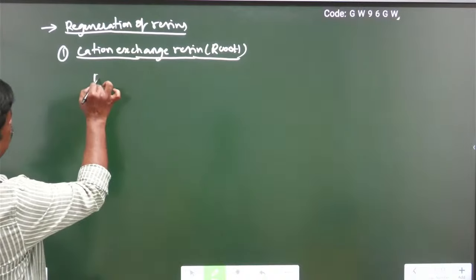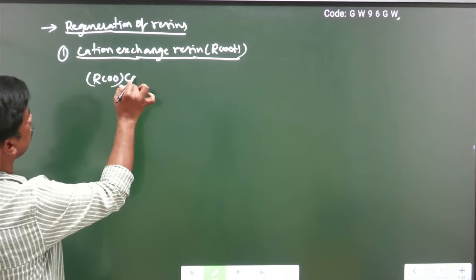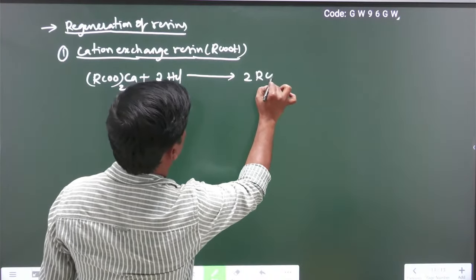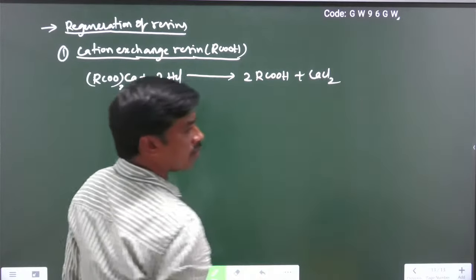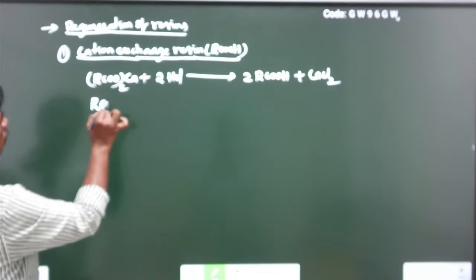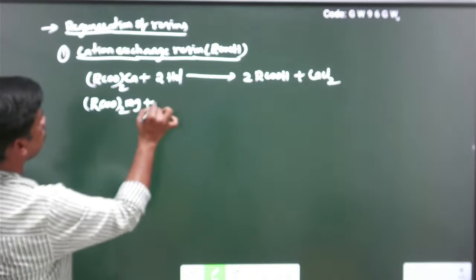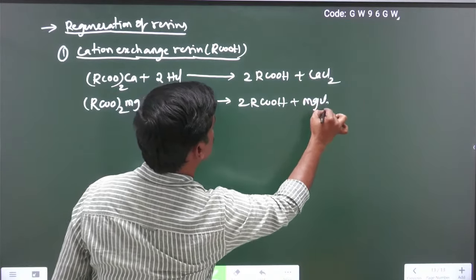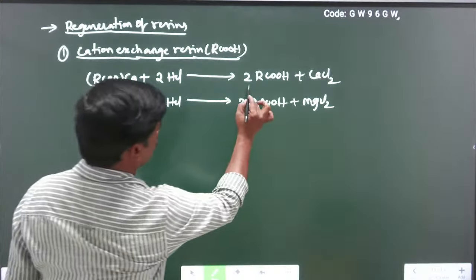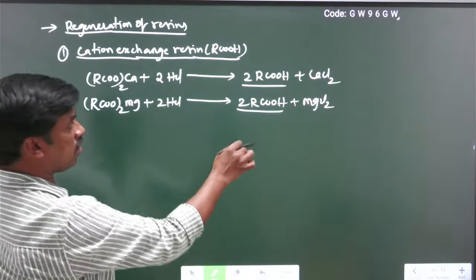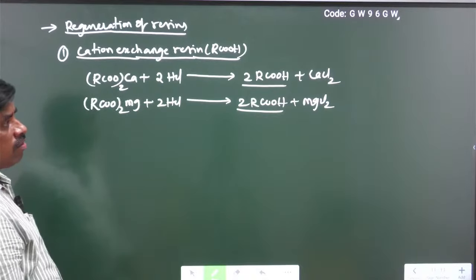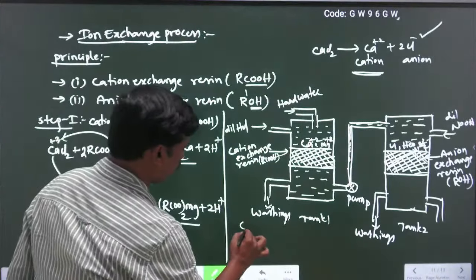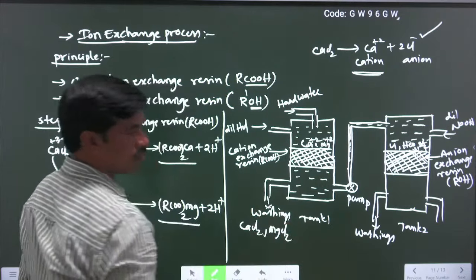You see here, RCOO2Ca combines with 2 moles of hydrochloric acid to obtain 2 moles of RCOOH plus calcium chloride. In a similar manner, RCOO2Mg plus 2HCl gives 2 RCOOH plus MgCl2. Here you can check, this is the fresh resin, regenerated again. Calcium chloride and magnesium chloride are removed from the washings during regeneration.